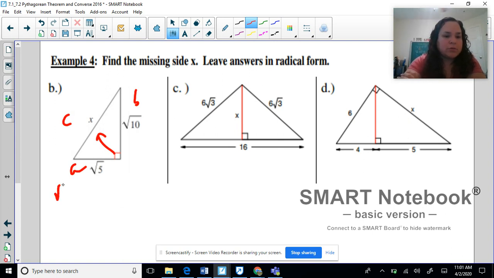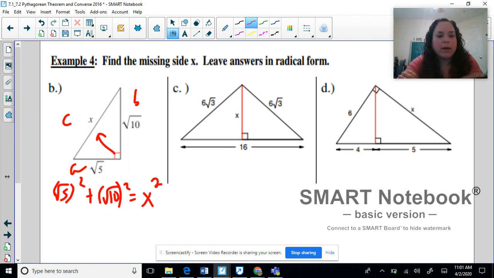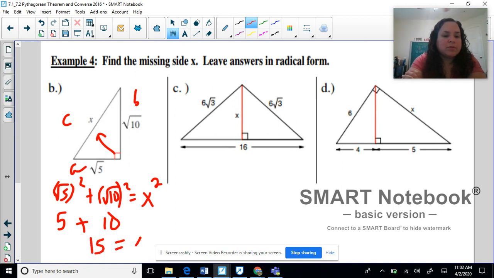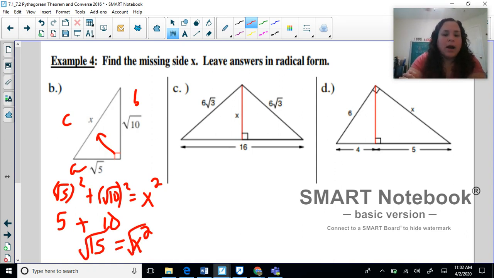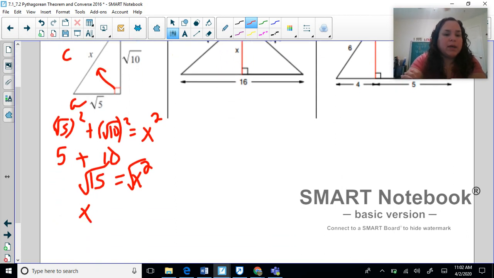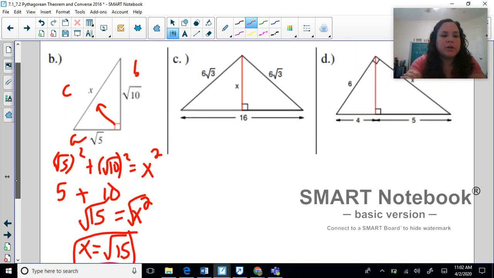So let's do so. Square root of 5 squared plus square root of 10 squared equals x squared. Here, when we're squaring the square root of 5, it's just going to give us 5. Square root of 10 squared will just give us 10. We're going to add those two together, which is 15, equal to x squared. And then to get rid of the square, we're going to take the square root of both sides. And so therefore, our x will be square root of 15, which is our final answer.